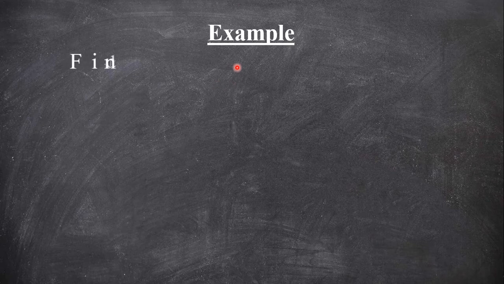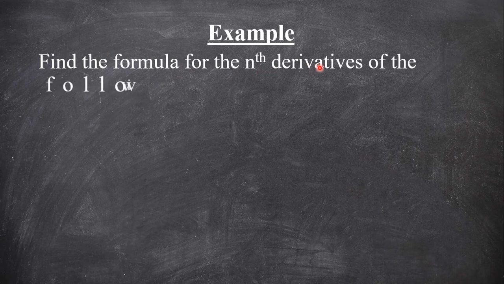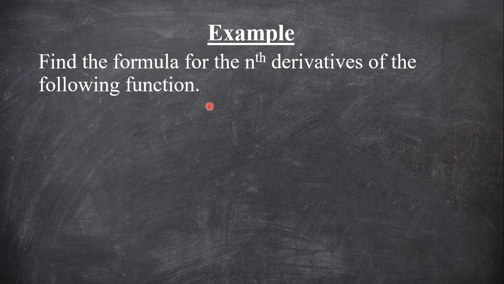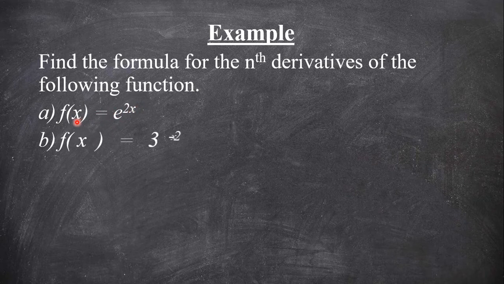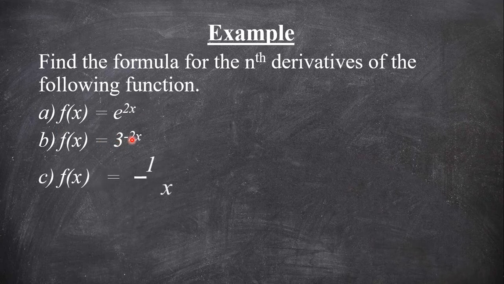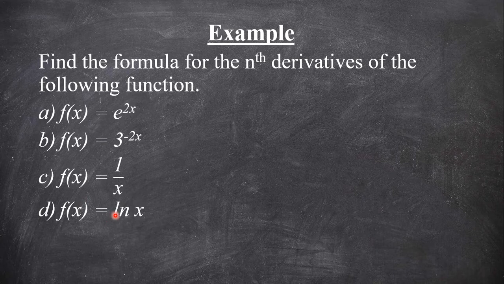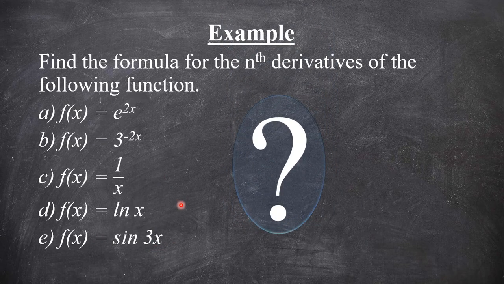Let's do an example. Find the formula for the nth derivatives of the following functions. Okay? Find the formula for the nth order derivative of the following functions. For a, f of x equals e to the power of 2x. b, f of x equals 3 to the power of minus 2x. c, f of x equals 1 over x. d, f of x equals ln x. e, f of x equals sine 3x. So, how do we find the nth derivatives of these functions?